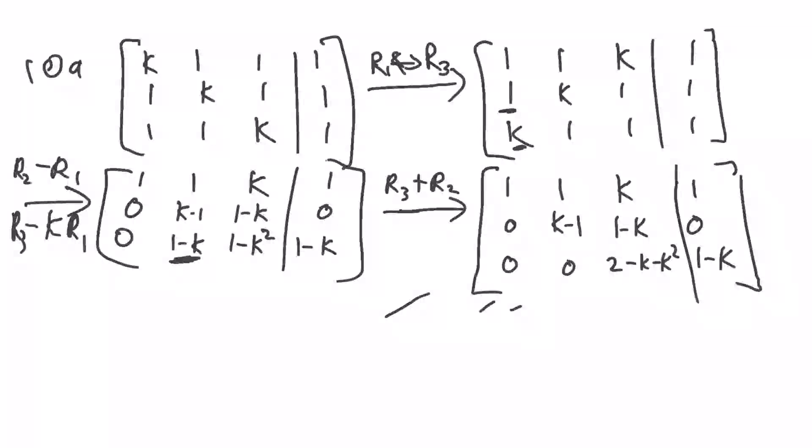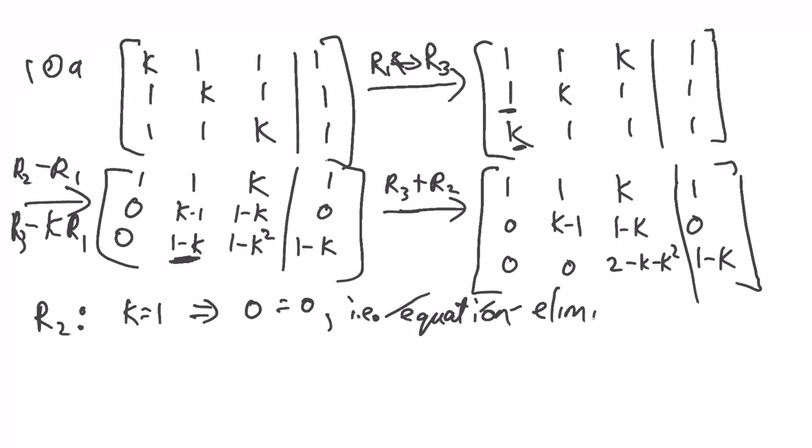Alright, so now we need to examine these equations to try to work out what's going to happen. So clearly row 2 tells us that when k is equal to 1, we get 0 equal to 0. In other words, it eliminates that equation. Alright, so that's kind of the special value for this second row. The equation is eliminated.